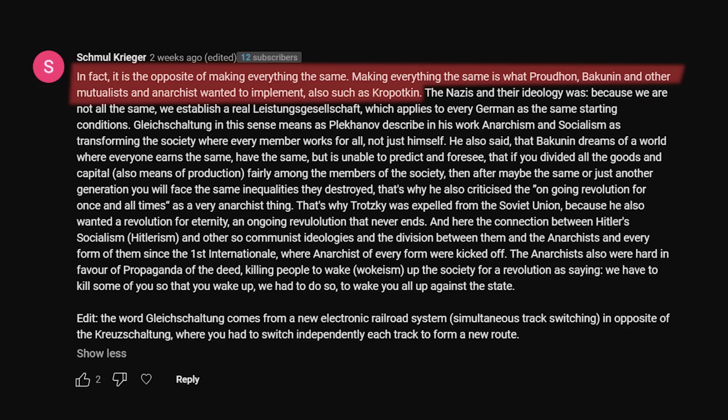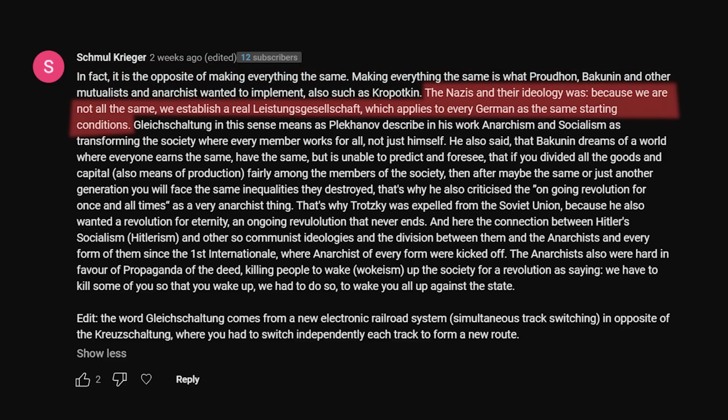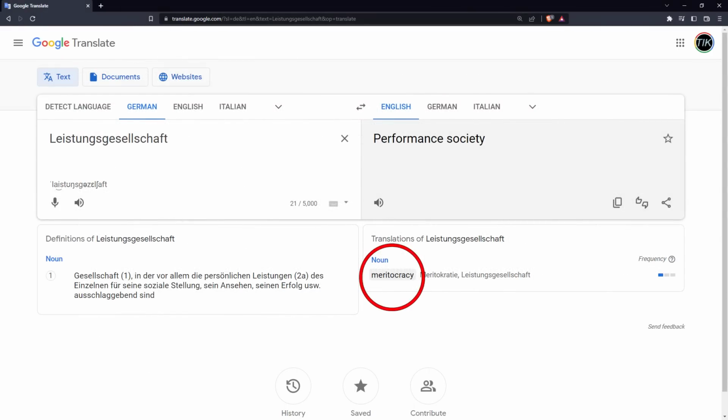Making everything the same is what a bunch of mutualists and anarchists wanted to implement. The Nazis and their ideology was, because we are not all the same, we establish a real Leistungsgesellschaft, which applies to every German the same starting conditions. Google Translate tells me that Leistungsgesellschaft means meritocracy. However, that doesn't mean that they weren't in sync, or that they didn't want to get everyone on board.